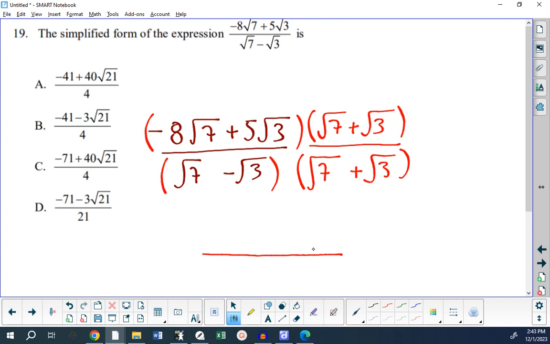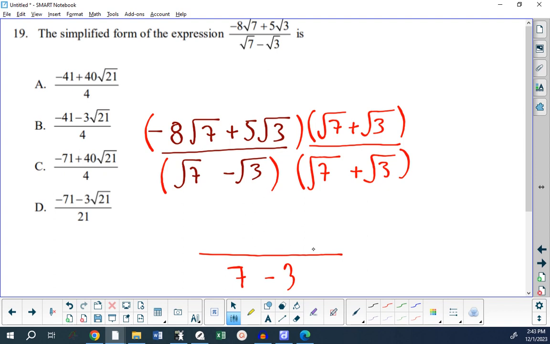When you multiply out the bottom, there is no need to FOIL it. I mean, you can, you know what I mean by FOIL, right? But because they're conjugates, your outer product is root 21, and your inner product is negative root 21, so they cancel. So all we're left with is root 7 times root 7, which is 7, minus root 3 times root 3, which is 3. We're left with 4 in the denominator, which leads you to the conclusion that it's probably not choice D, right?